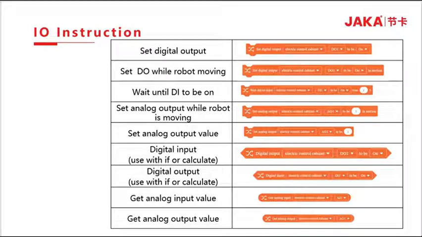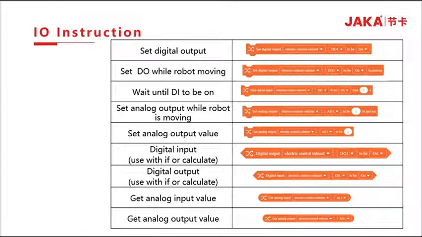Set digital output. Control the tool at the end of the robot or a function plug on a controller. For example, a gripper which has a simple digital communication. Set digital output while robot moving. Same function as previous, but considers the robot movement. For example, the gripper can be opened during the movement of the robot and save some time during the operation.